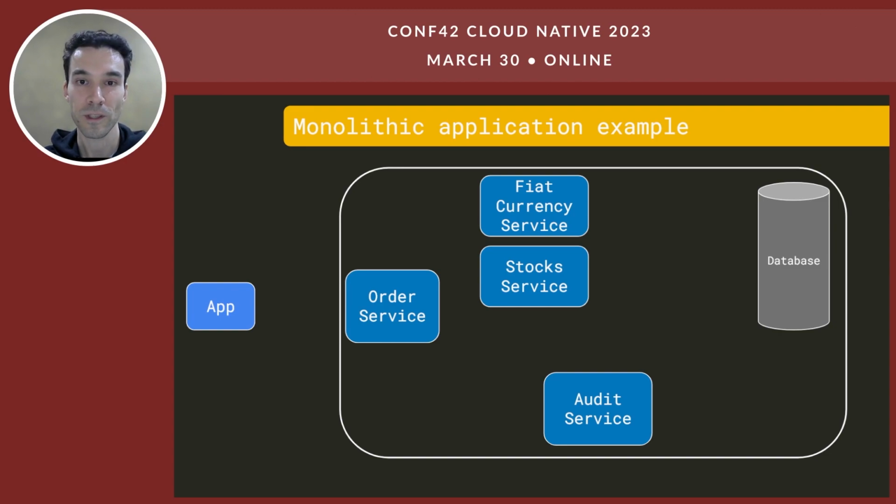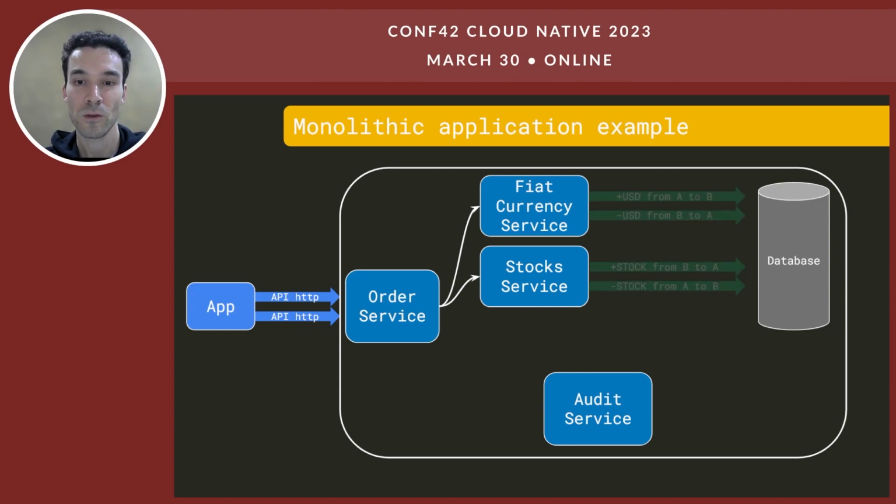So let's review a stock trading application example here. The front-end application on the left will route user requests to our backend service, which is a monolith, and order service will process the request and coordinate calls to two other different services, which are fiat currency service and stock service. Fiat service will check if the user who is purchasing a stock has enough balance, and the stock service will check if the user who is selling his stock has enough stocks.